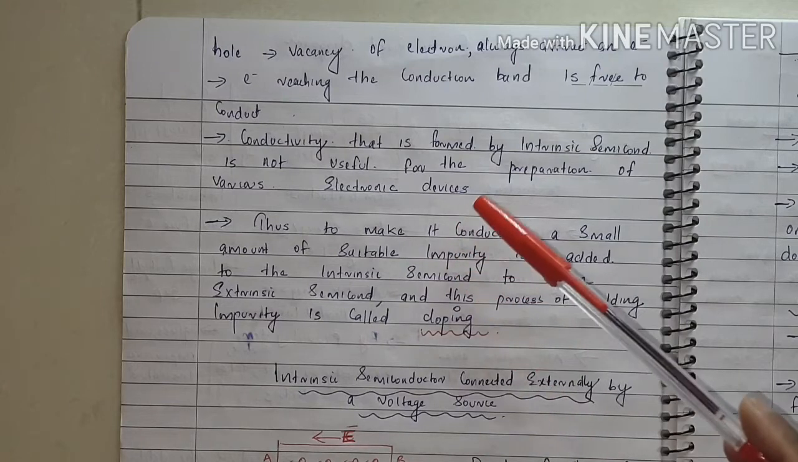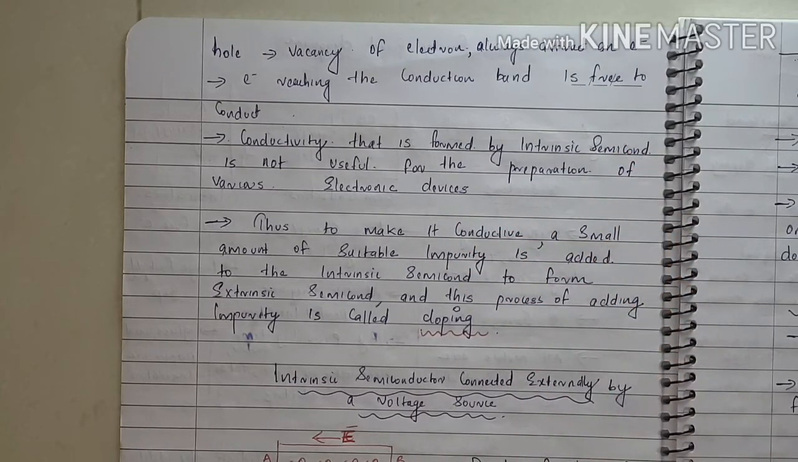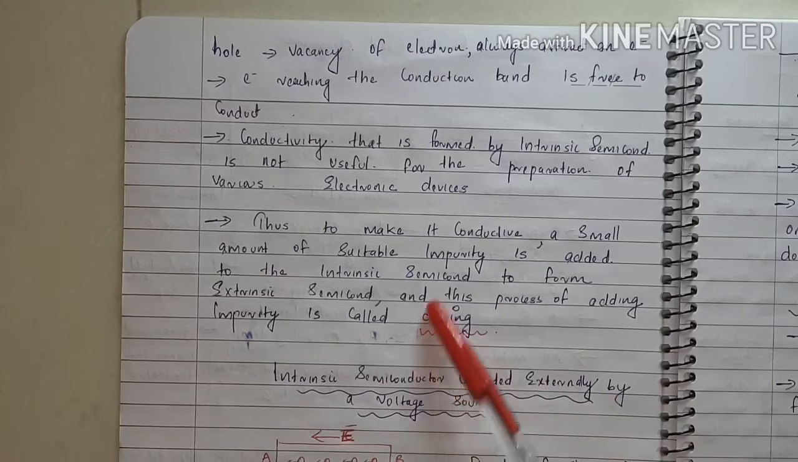Thus, the conductivity of an intrinsic semiconductor is not sufficient for the preparation of various electronic devices. So, in order to make it more conductive, a small calculated amount of impurity is added to the intrinsic semiconductor, and this creates an extrinsic semiconductor. This process of adding impurity is called doping.